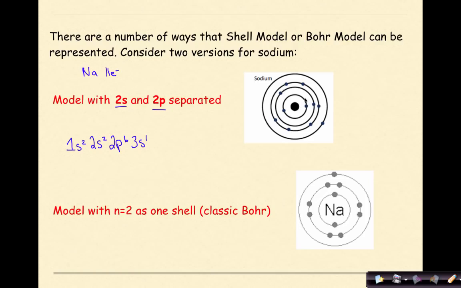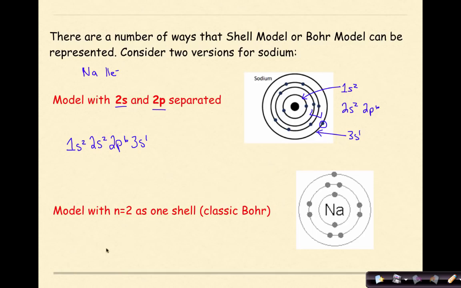One way of representing this electron configuration is a model where the 2s and the 2p are separated. So we would look at this and we'd say, okay, this first ring is 1s with 2 electrons, as we see right here. But these next two rings are separated out, so you can see the 2s2 and the 2p6. So in this first ring, we just have the 2 electrons, and in the next ring, we have the 6 electrons. And finally, we have the third ring right here with its 1 valence electron representing 3s1.